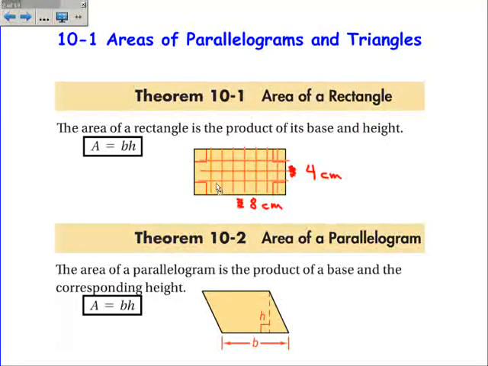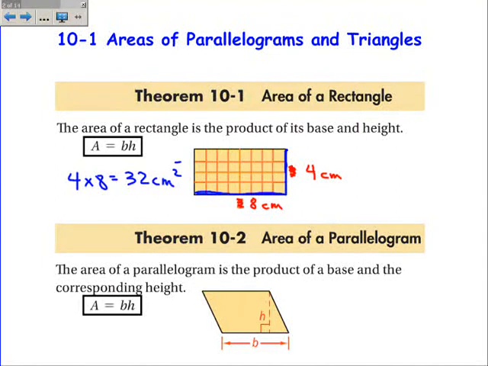If you line up squares along the sides, so if I line up 4 squares along the side, because it's 4 centimeters, and line up 8 squares down here, there happens to be 4 groups of 8 centimeter squares, or 8 groups of 4 centimeter squares. So if I count how many squares fill up this rectangle, I have 4 centimeters times 8 centimeters, which gives me 32 square centimeters. Okay? Never forget that when you're finding an area, you're counting how many square units fill up that space.